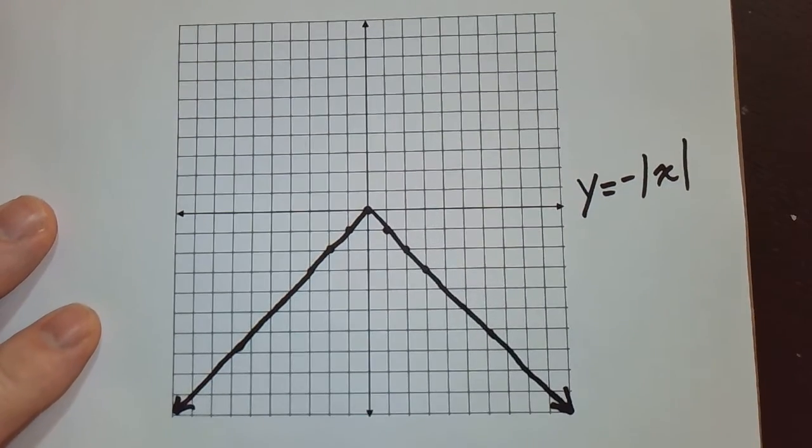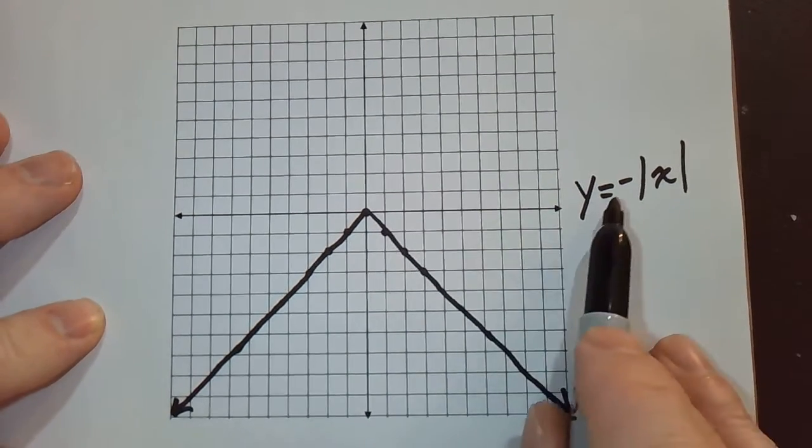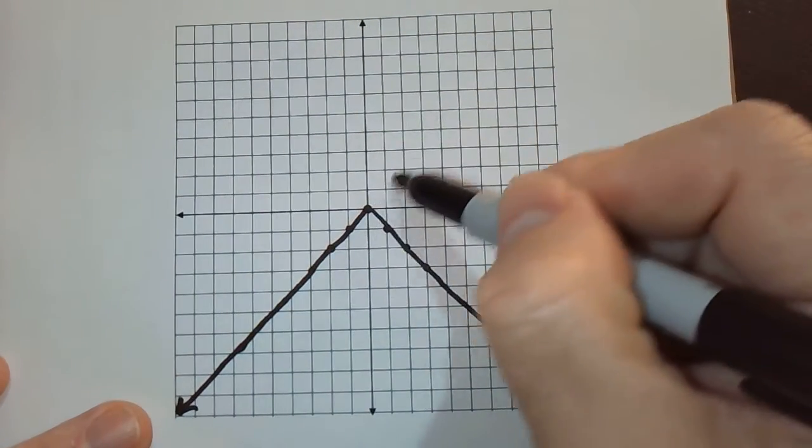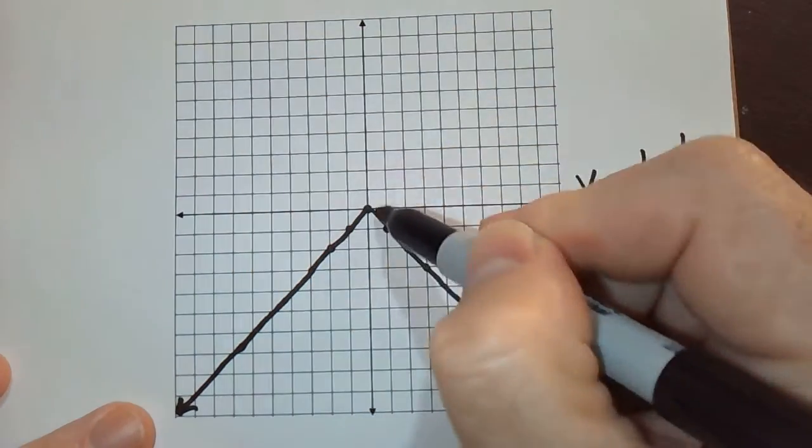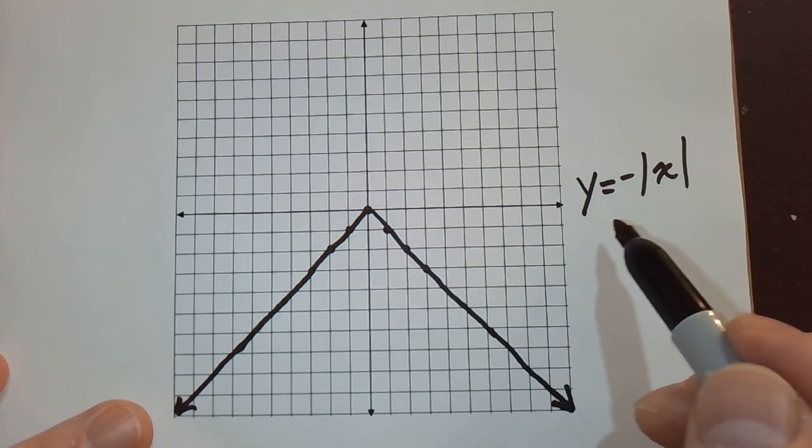You may remember the graph of the absolute value of x. If I didn't put the negative sign in front of that, it would have looked like a V going this way, here and here. The negative sign flipped it upside down.